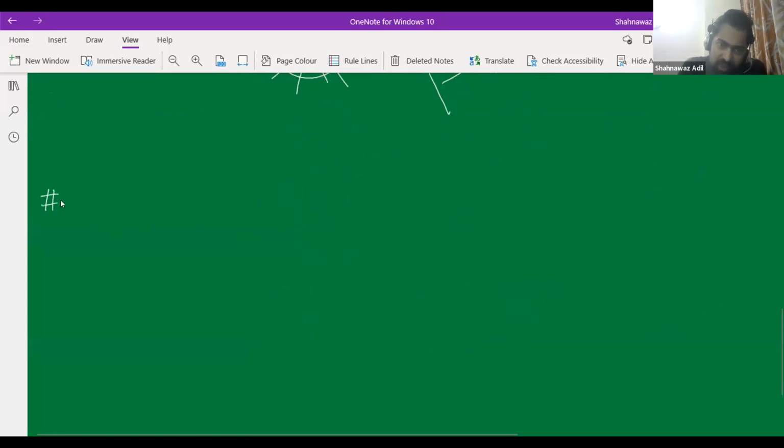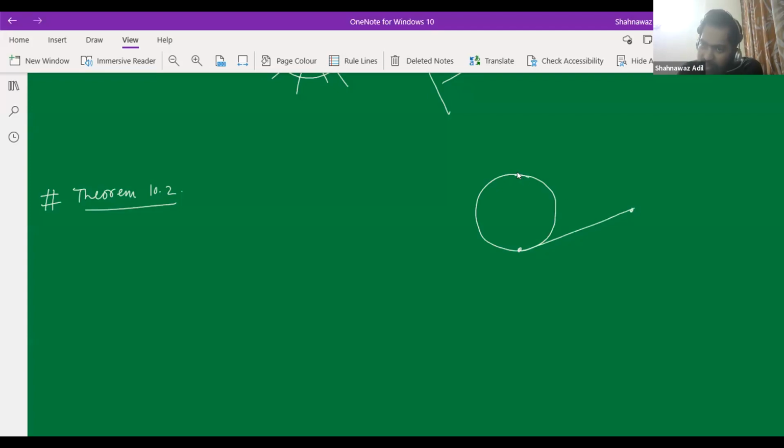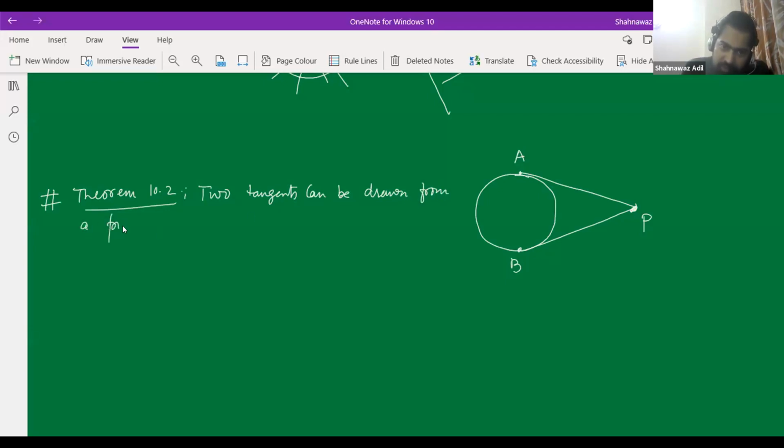So let's say we have, what does it say? It states that if we pick a point outside the circle, let's say this is P, this is B, this is A. So tangents can be drawn from a point outside the circle. Its length would be equal.